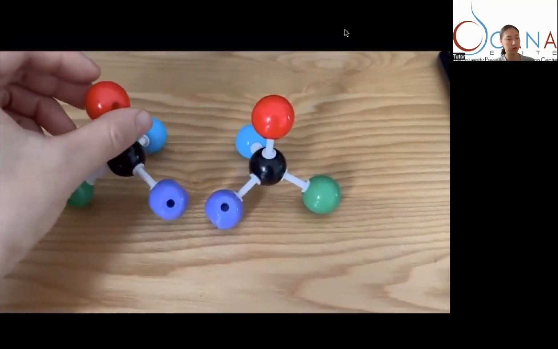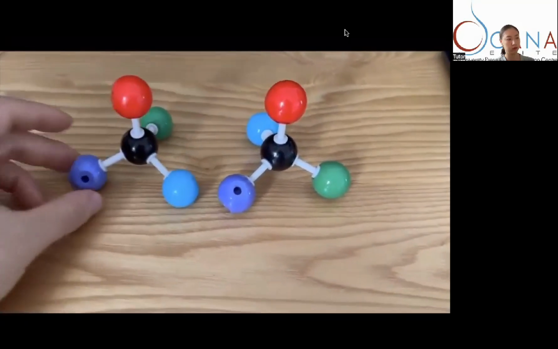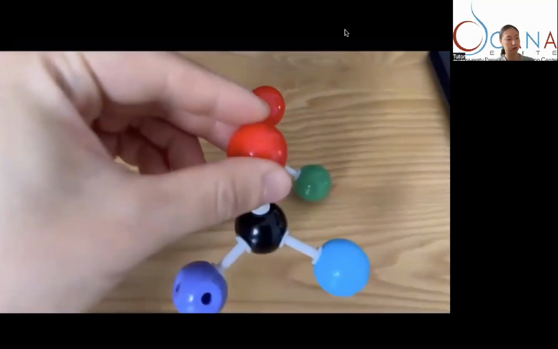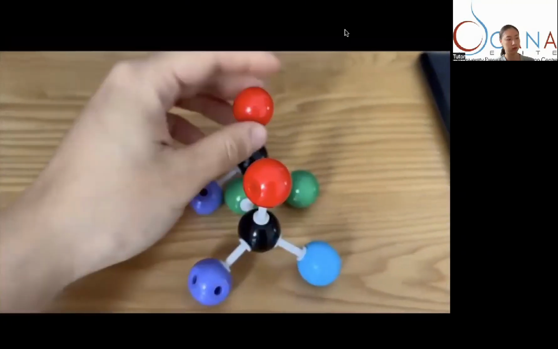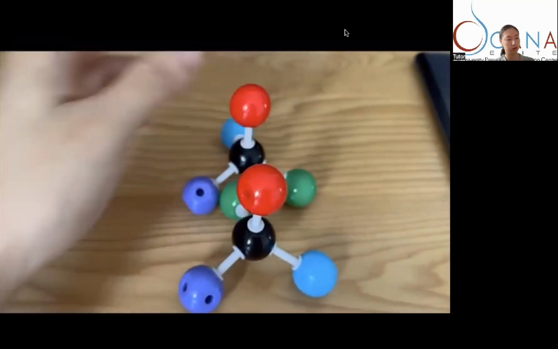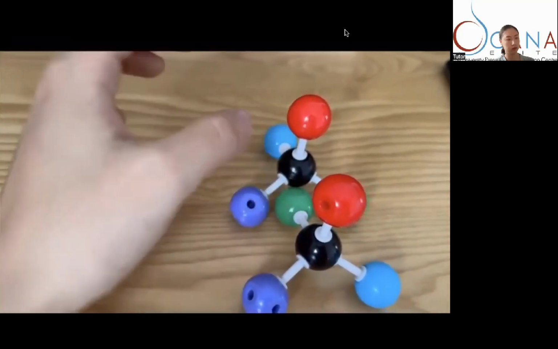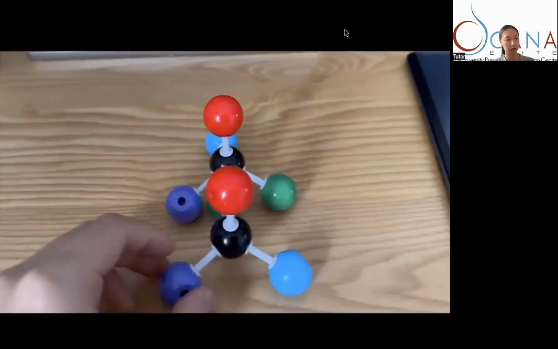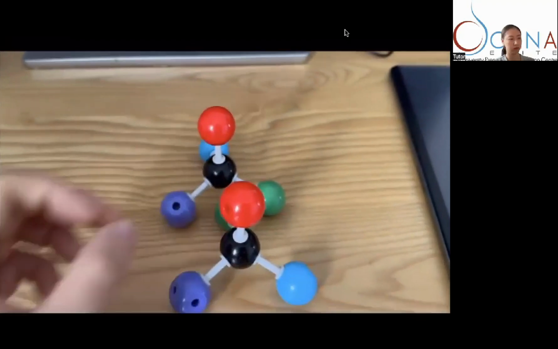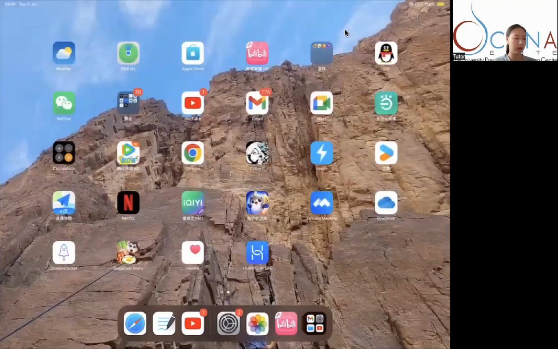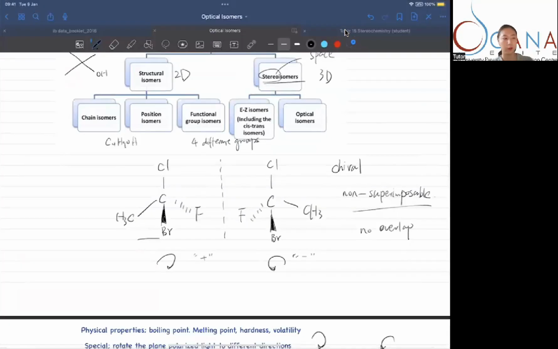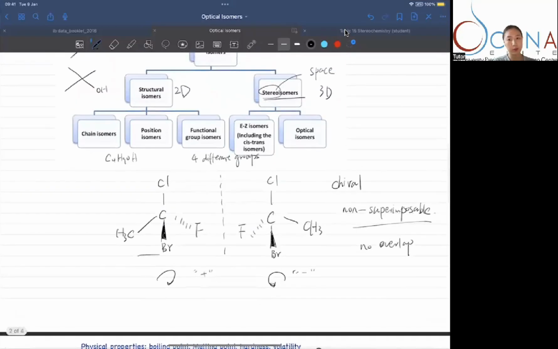For example, now I want the purple one to overlap, like in this case. So the red one overlaps as well. But then the blue will overlap with the green, and the green will overlap with the blue. So they never fully overlap. I can try. Okay. Hopefully this video can clarify better what optical isomers are.